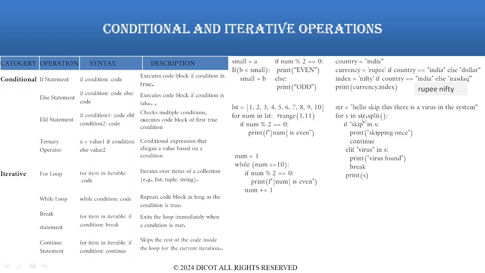The variable s contains the word, and using if and elif conditions we are checking if the word is skip or virus. If the word is skip, we use the continue statement to skip the processing, and if the word is virus, we are breaking the loop using a break statement. Let's examine the output. Hello is printed but skip is not. Instead it prints skipping once and the rest of the string is displayed, and once the word virus is found it displays a warning message, virus found, and quits the loop.